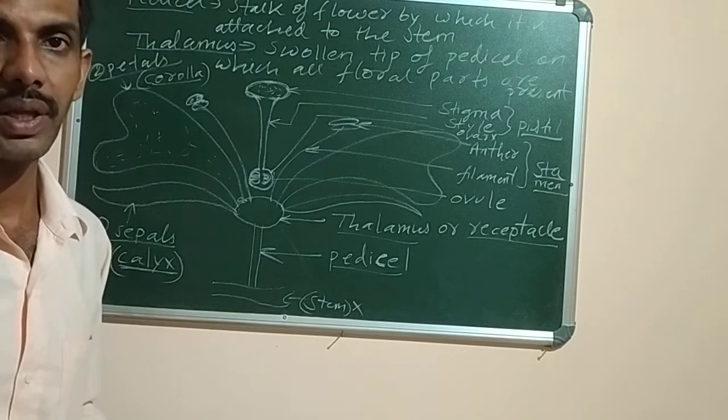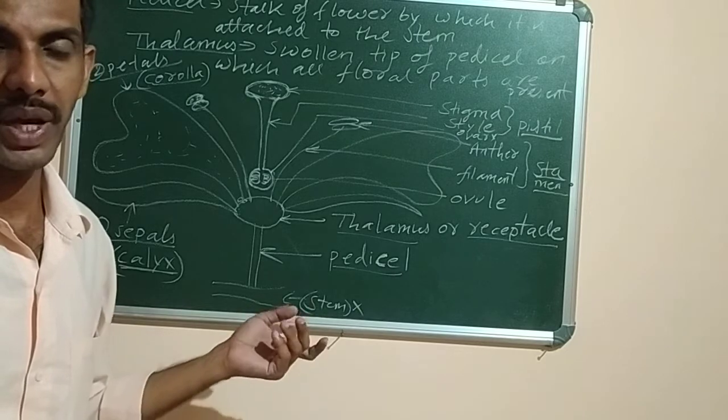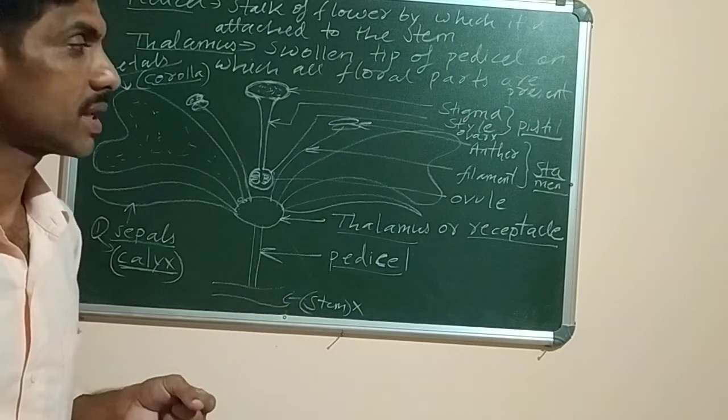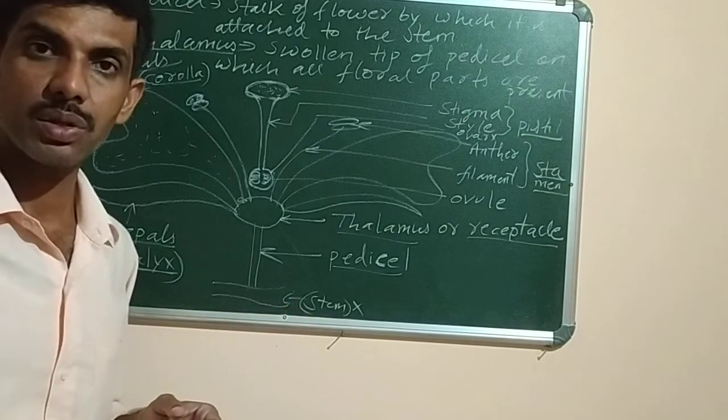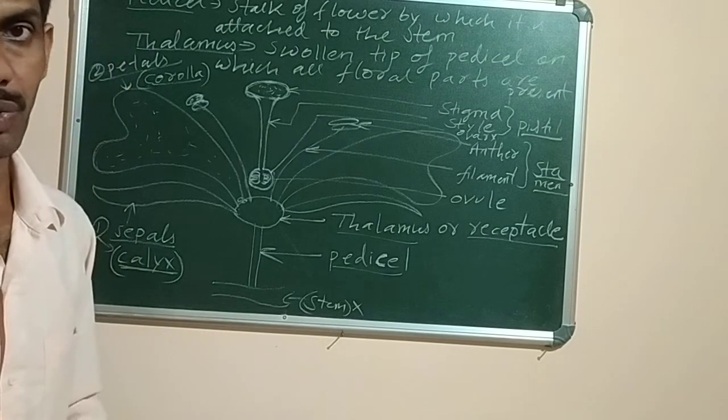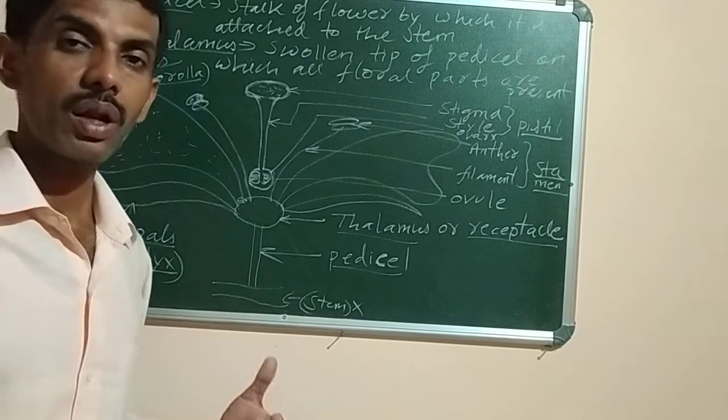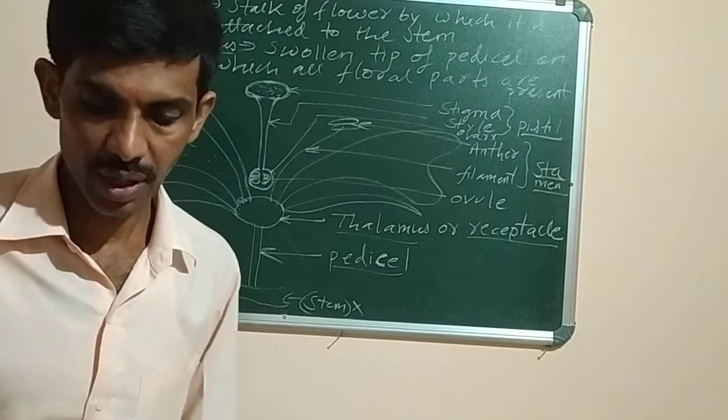And if both are present, like in case of maize plant, both male and female flowers are there. In case of China rose also, male and female flower parts both are present in a flower. They are called bisexual flowers. Okay.